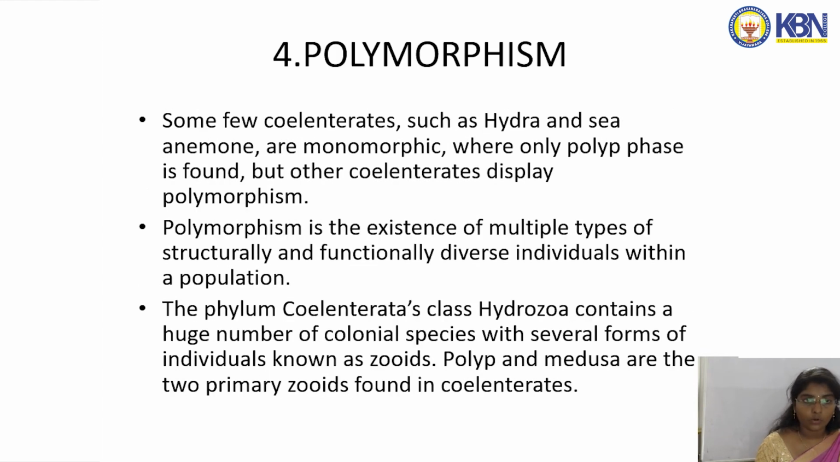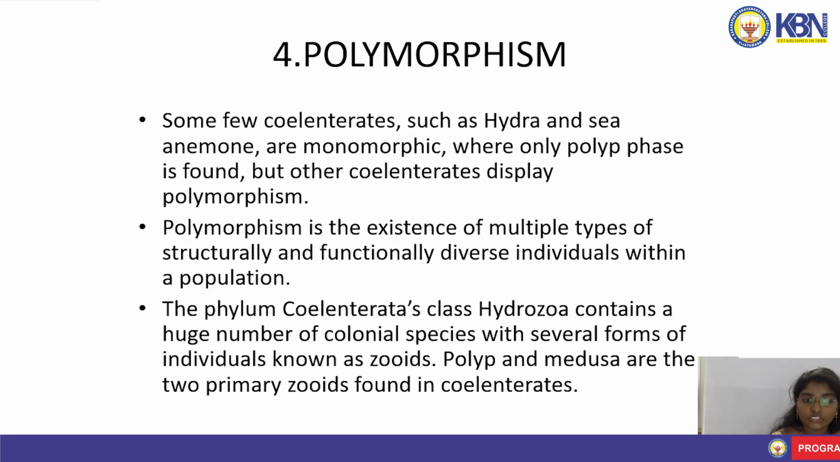Next, let us discuss polymorphism. A few coelenterates such as Hydra and sea anemone are monomorphic, where only the polyp phase is found, but other coelenterates display polymorphism. Polymorphism is the existence of multiple types of structurally and functionally diverse individuals within a population. The phylum Coelenterata, class Hydrozoa, contains a huge number of colonial species with several forms of individuals known as zooids. Polyp and medusa are the two primary zooids found in coelenterates.